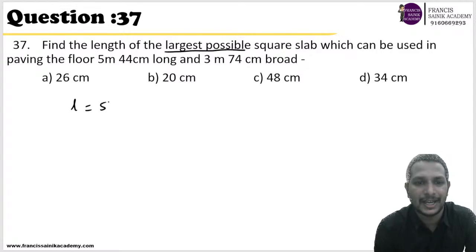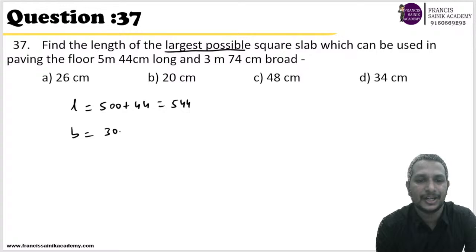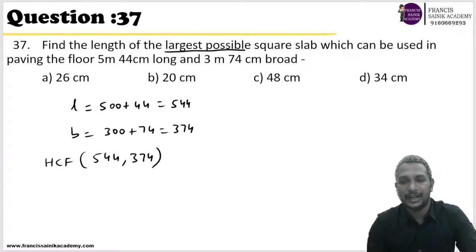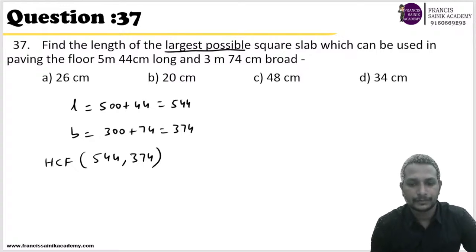So L is given as 500 plus 44, which is 544, and the breadth is nothing but 300 plus 74, which is 374. Largest possible thing is HCF of 544 and 374. I'll do it with the division method as we have only two numbers, no?